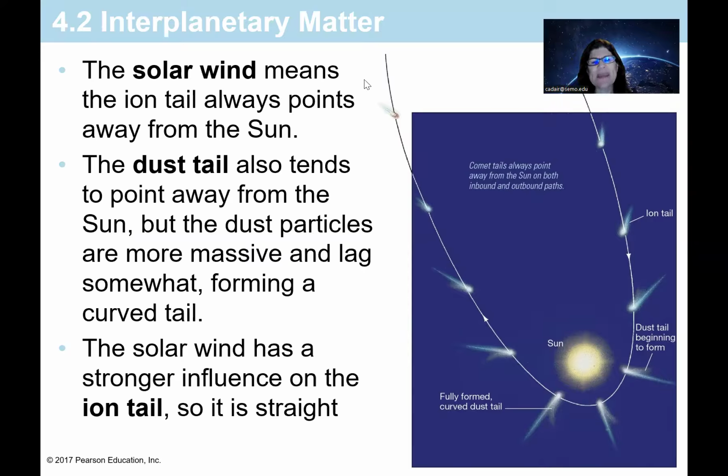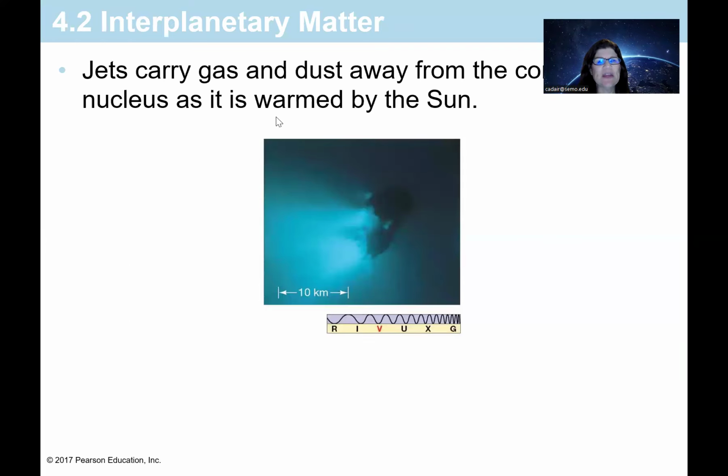So it's coming in and it's starting to melt. The tail is pointed away from the sun, and as it goes around the sun, the tail is still pointed away, right? So it was traveling in front of the tail, and now the tail is in front of the nucleus here. All right, jets carry gas and dust away from the comet as the nucleus is warmed by the sun.